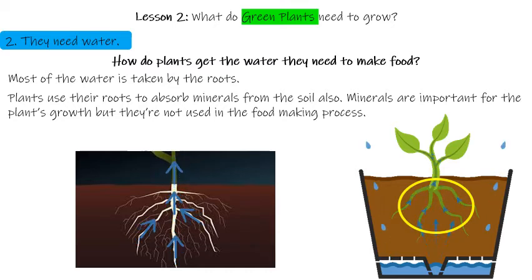Okay, minerals aren't used directly to make food, but plants use their roots to absorb water and minerals. Okay, what do plants use to take in carbon dioxide? Stomata, right. And what do they use to take in water and minerals? They use their roots. Perfect.